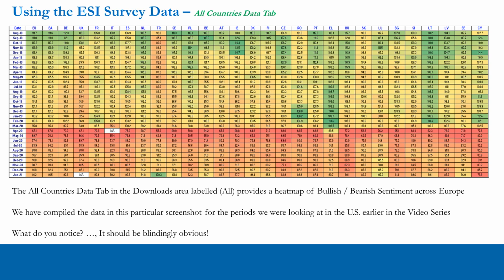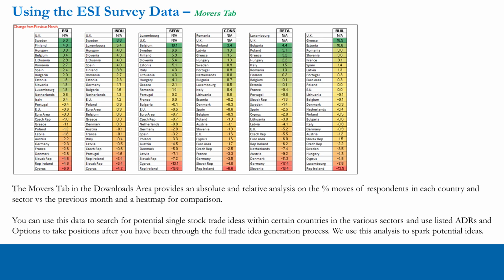You'll also notice a tab in the file called the Movers tab. This basically splits the five areas, so manufacturing, services, consumers, retailers, and construction, and ranks them by relativity, so which ones are the most bullish in descending order to the most bearish for the last month. So when you update your data, you'll be able to do this as well.